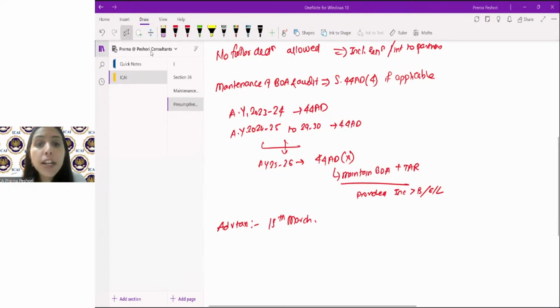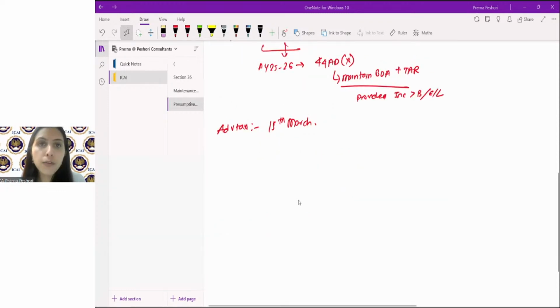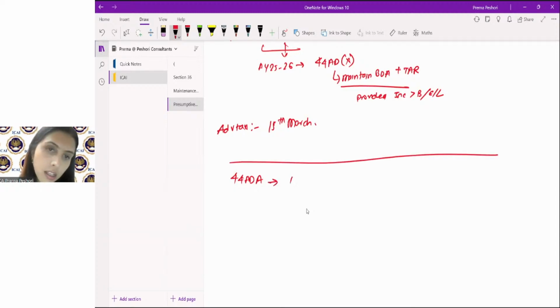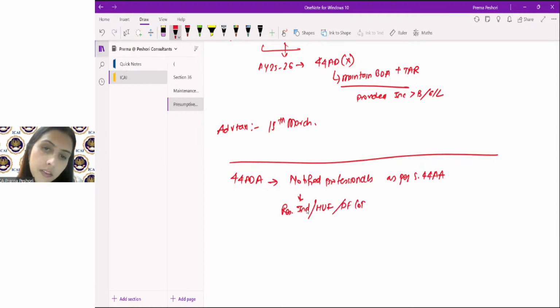Moving further, under 44ADA. In case of 44ADA, this is applicable for the notified professionals as per section 44AA. Are we clear? Only resident individual, HUF, partnership firm other than LLP. Clear? What is the eligible business?